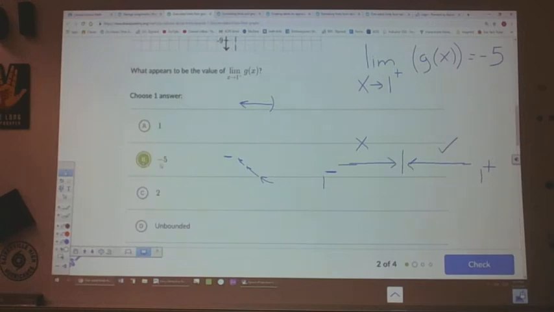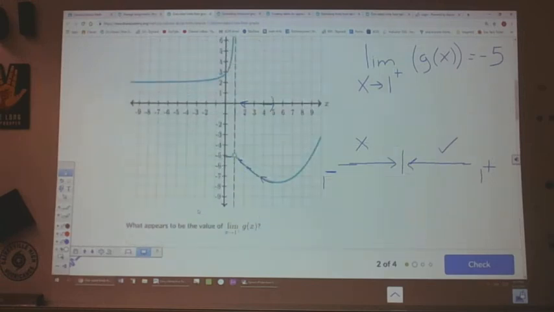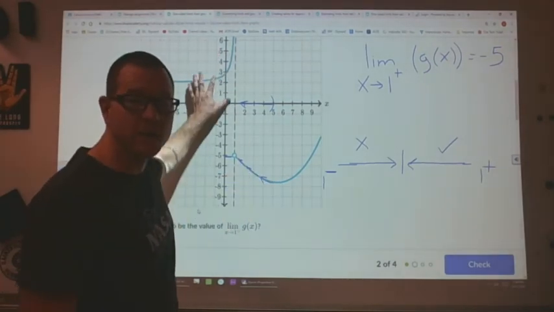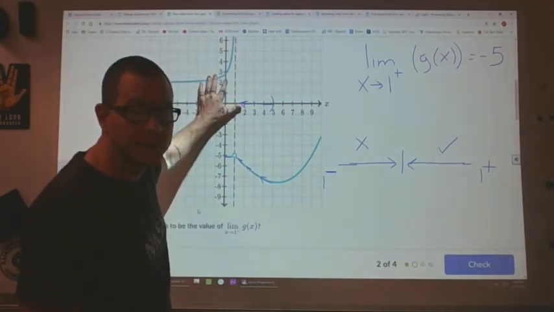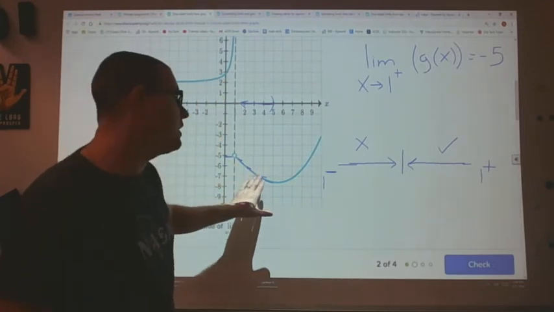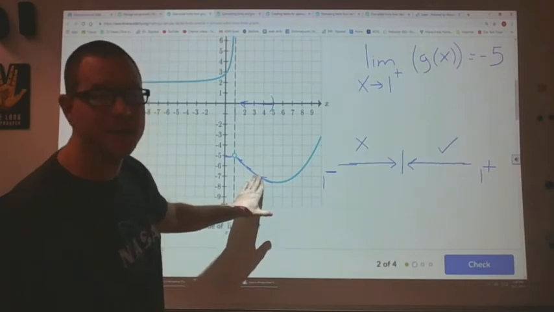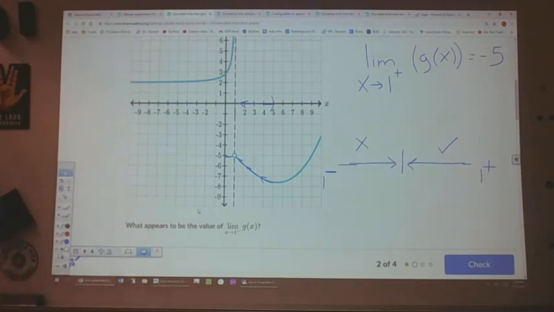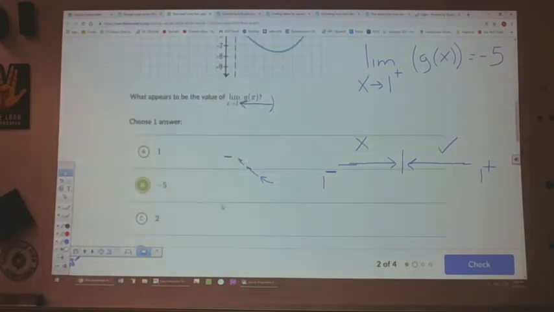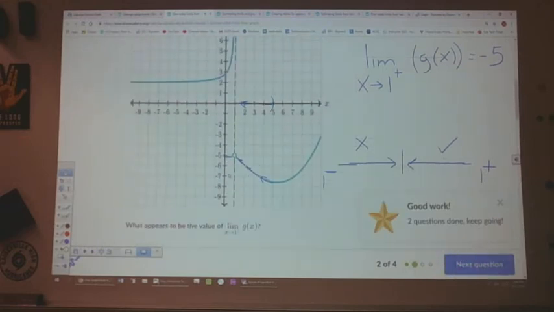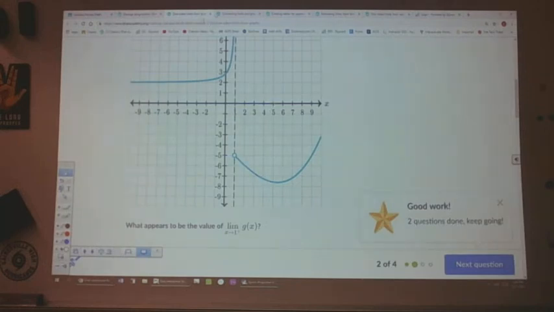Negative 5 is the value. Again, the limit itself doesn't exist. This left-hand side and this right-hand side are not going to meet in the middle. So the limit doesn't exist. But if I only consider the right-hand side, I can approximate that value at negative 5. So that's what we're doing. We're only looking at one side of the limit. Hence the name, one-sided limits. So the rest is like that. You have negative and positive, left hand and right hand.